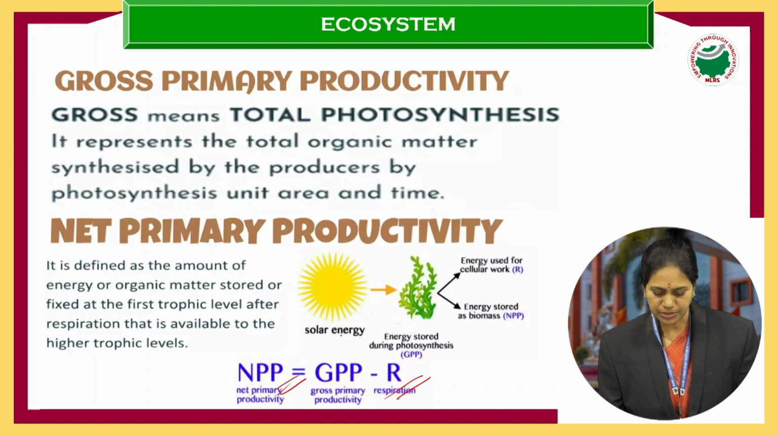You can see in the picture, using solar radiation, the food is being prepared by the plant during photosynthesis. But after the food is produced, most of the energy is used for cellular work, in the form of respiration, or it is used for excretion. The leftover energy is the net primary productivity which is there in the plant. According to ecosystem rules, only 10% of the energy is transferred from one trophic level to the next trophic level.